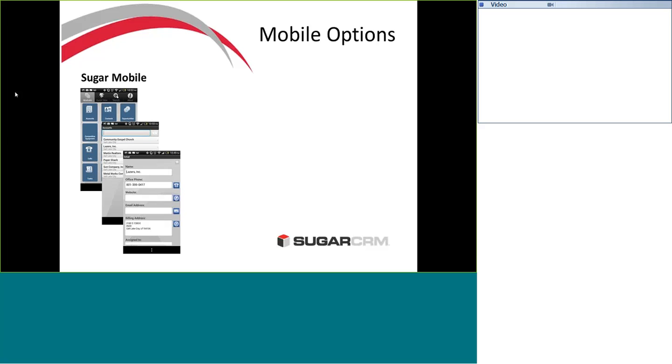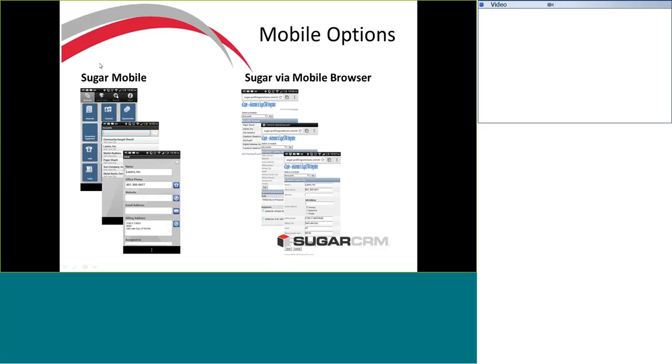And in this example, I can push the maps button, the address button, and it takes me to a map of this location. The next option is the browser option. Again, very similar, but instead of having an app that's installed on my device, this is using the browser on your device and going to the URL for your SugarCRM and looking at the information.